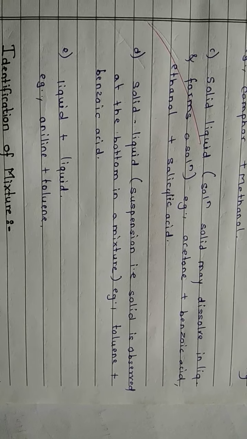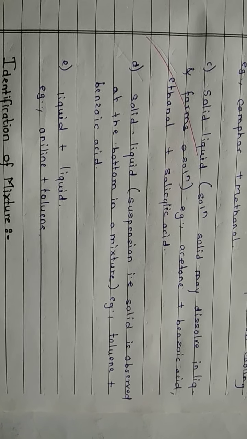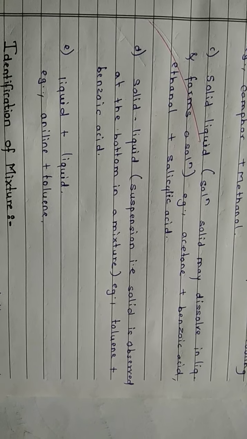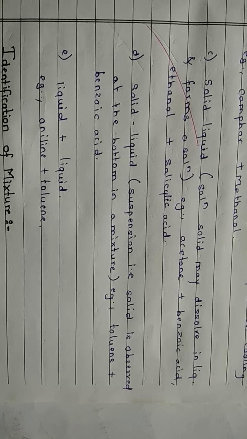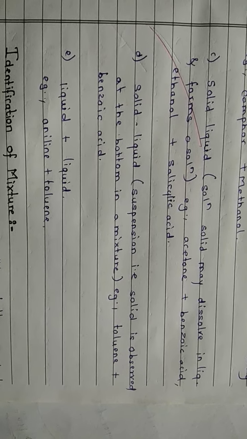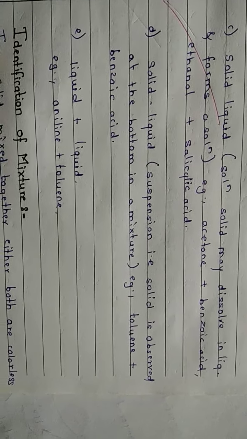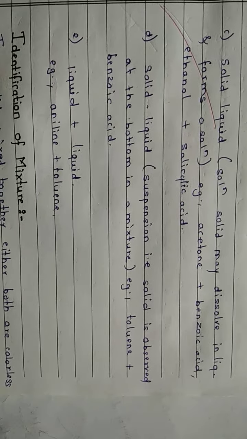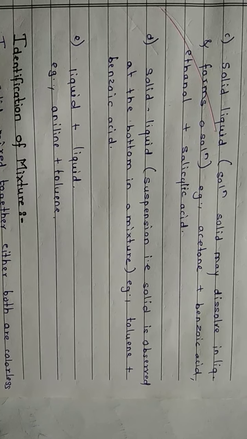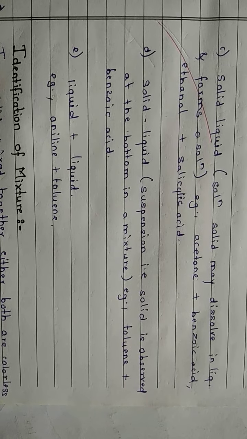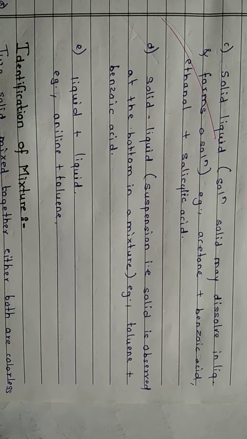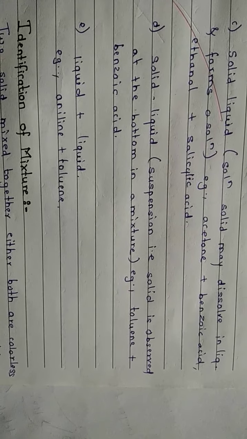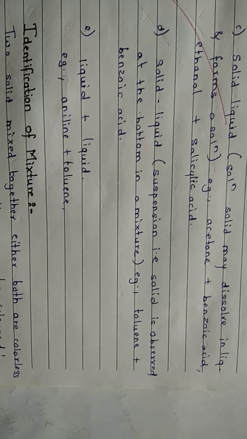So when you are provided such a mixture, you will clearly identify that the given mixture consists of one liquid form and one solid form, and the solid is not dissolved or can't be dissolved in the given liquid. For example, toluene and benzoic acid. As benzoic acid is insoluble in toluene, when we give the mixture of toluene and benzoic acid, the benzoic acid remains at the bottom of your test tube or beaker. So you can easily identify it is a mixture of solid and liquid.